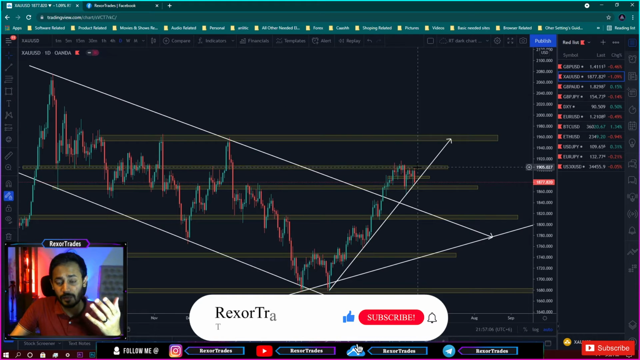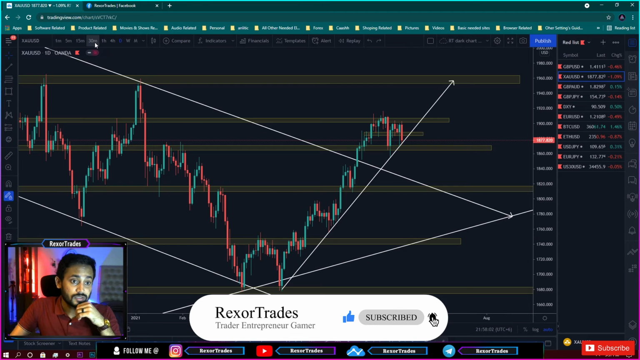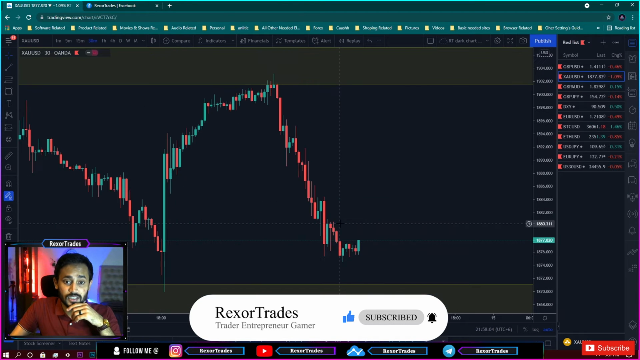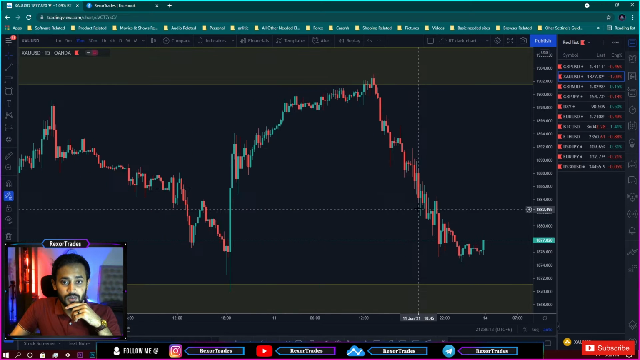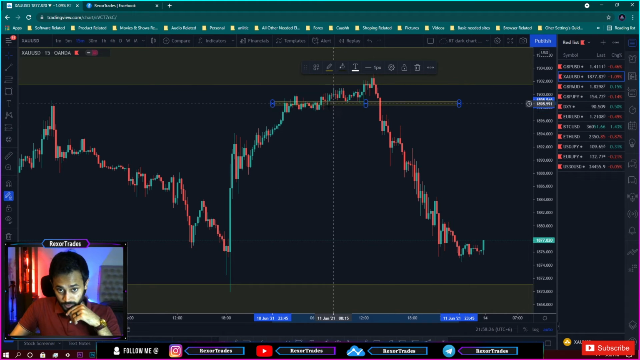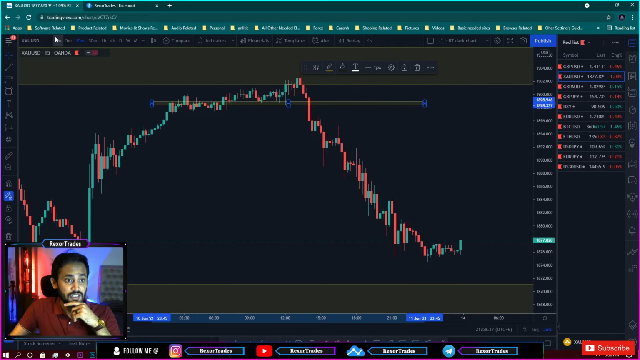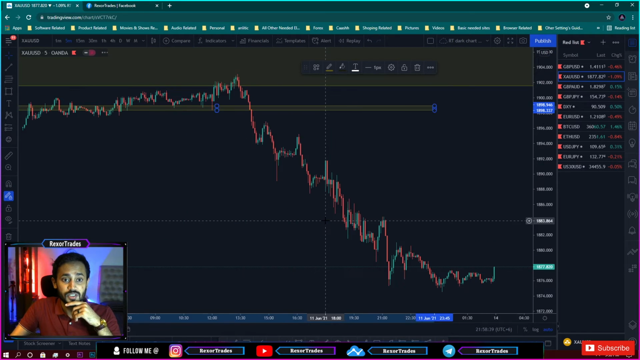The same rule applies on the way up, if gold makes a break out of these zones. Let me show you an example of what I mean by break of structure. You see this is a pretty strong key zone over here on a 50 minutes time frame. After gold made a break out of this zone, you should wait for gold to form another structure. So here's another structure.